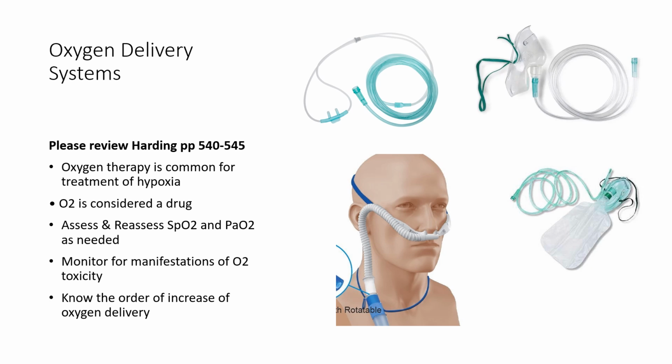Anytime you apply oxygen, you want to assess and reassess the SpO2 or PaO2 as needed. Monitor for manifestations of O2 toxicity and know the order of increase of oxygen delivery systems. That's very important because if you're maxed out on a nasal cannula at 6 liters and your patient is deoxygenating, let's say around 88, 89, or even lower percent SpO2, you need to know what delivery system you're going to go to next, whether it be a simple face mask, a Venturi mask, a high flow nasal cannula, or a non-rebreather.